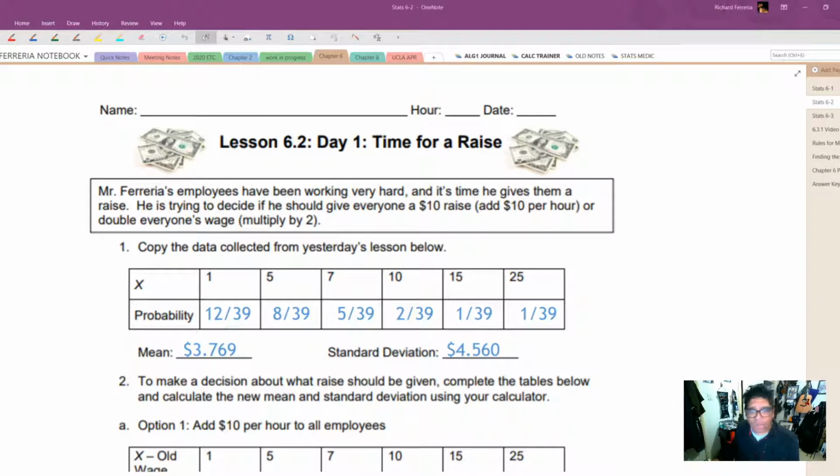from yesterday. And as you can see, the probability of having a wage of $1 a day was 12 out of 39. $25 a day, that was 1 out of 39. Last time we calculated the mean at $3.769, so about 377, with a standard deviation of 4.56. Look at yesterday if you don't remember how we did that.